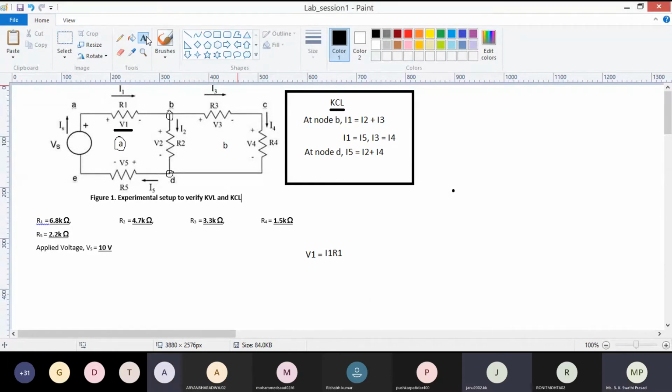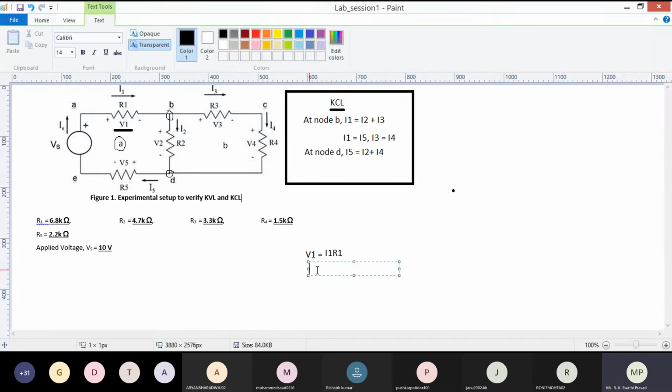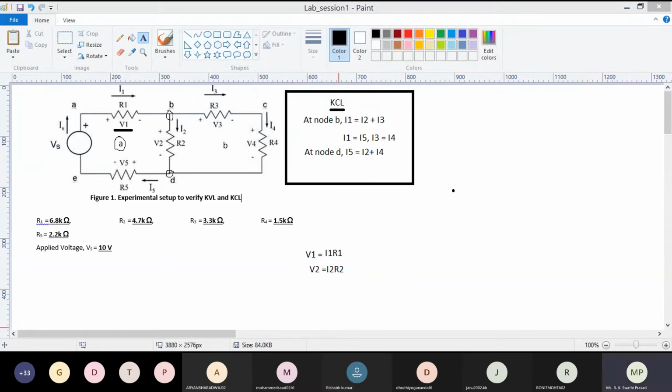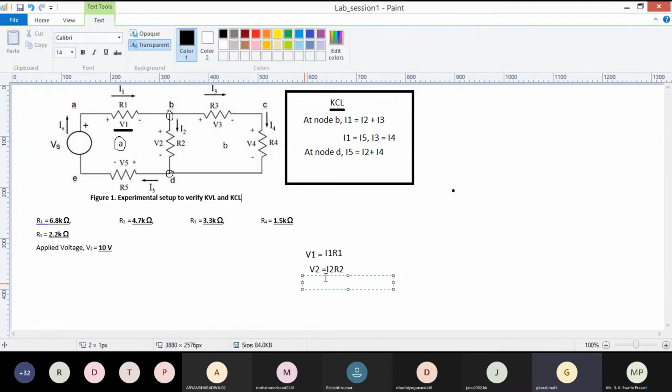Dhruti, can you tell me similarly what is V2? V2 equals I2 into R2. Correct? Next, Karali, can you tell me what is V3? V3 is I3 into R3, ma'am. Yes, I3 into R3, correct?